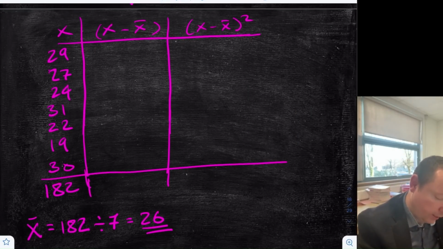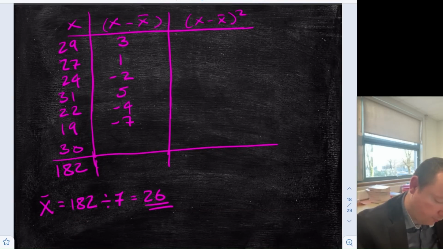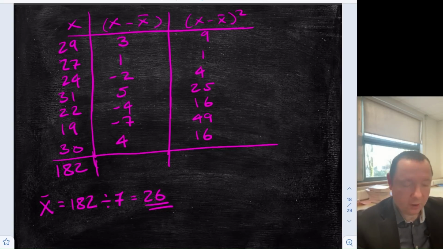So we get 29 minus 26 is 3, and then we get 27 minus 26 is 1, and then minus 2, and then 5, and then minus 4, then minus 7, and then 4 again. Squaring each of the numbers, you get 9, you get 1, 2 2s is 4, 5 5s is 25, 4 4s is 16, 7 7s is 49, and 4 4s is 16. 9, 1, 4, 25, 16, 49, and 16 gives you another mark for getting that column.